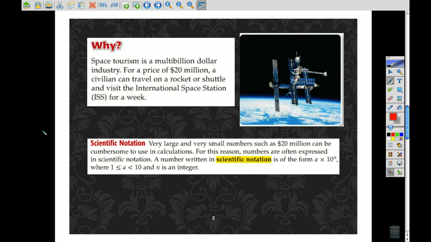A number written in scientific notation is one of the form a times 10 to the nth power, where a is greater than or equal to 1 and less than 10, and n is an integer.